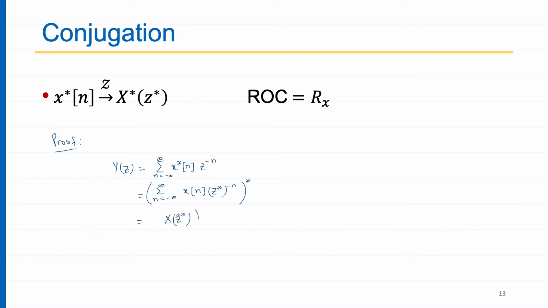So this is x of z star, and on top there is a star existing, which appears here. And where does it converge? It converges whenever z star belongs to Rx, but since z star and z have the same modulus, I can say mod of z belongs to Rx, right? So it does not change the region of convergence.